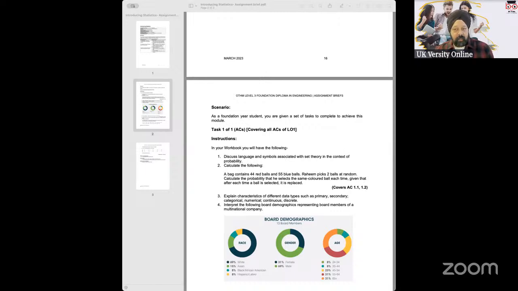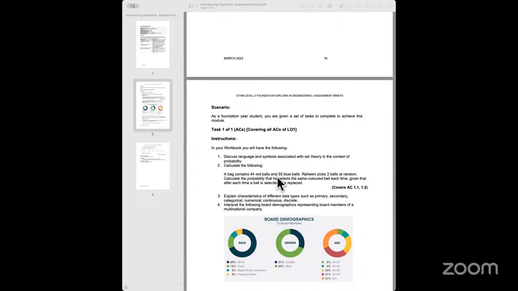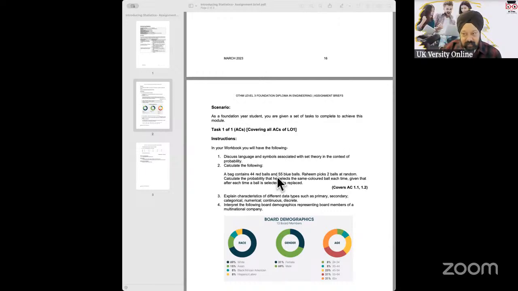Now, in order to solve this problem, the first thing we need to know is the total number of possible outcomes using the formula. So that would mean the total number of balls in the sack. That will be 44 plus 55. Correct? That's the total number of balls that you can pull out from the sack, isn't it? So it's 99 in total.